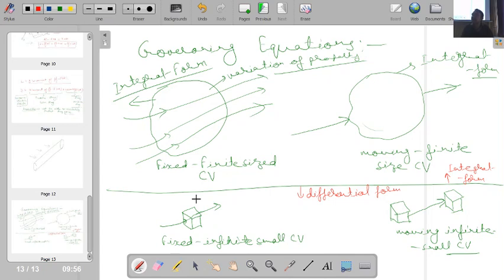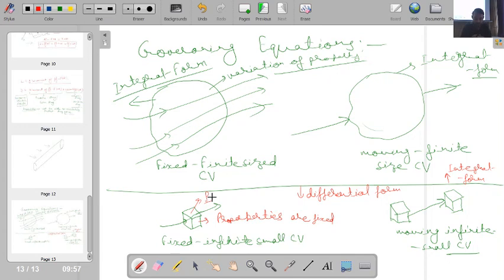The meaning of this infinitesimally small control volume is that we will be selecting a suitably small control volume, so that for this control volume properties are continuous or fixed. Okay, so for this control volume you can designate some density rho. It is so small that within this control volume variation of the property is actually not taking place.